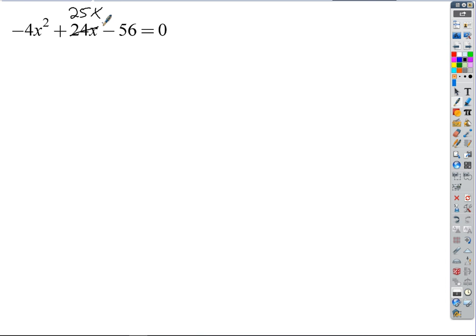Change the negatives, right? We're going to make sure a is positive, so we multiply both sides by -1. We get 4x squared minus 25x minus 56 equals 0. We would try to... plus 56, good. So we would try to maybe divide both sides by a factor if we could, but we can't. There is no greatest common factor.